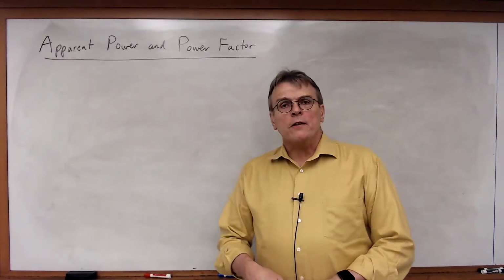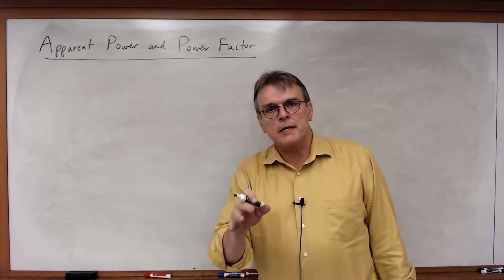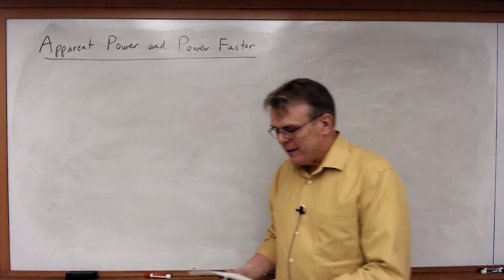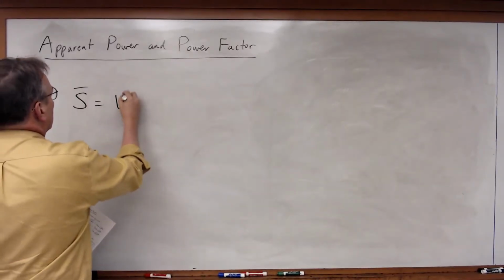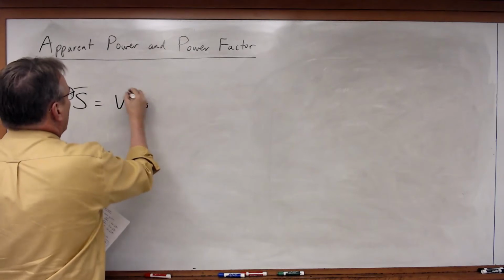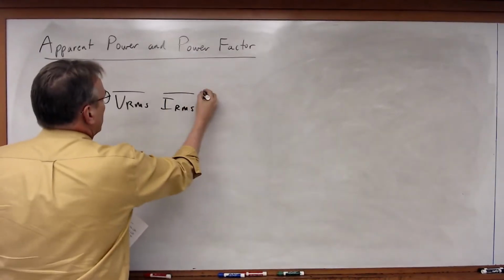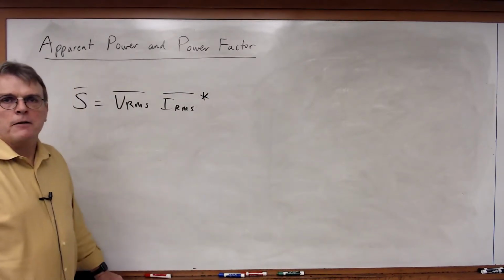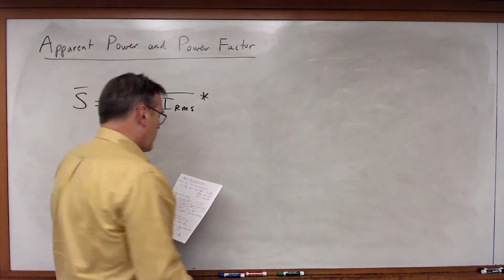Okay, let's now look at the definitions of apparent power and power factor. And as we're going to see, they fall right out of the complex power equation. So let's consider that equation. If we work in RMS phasors, the complex power is VRMS times IRMS complex conjugate. Let's do some decomposition of this.